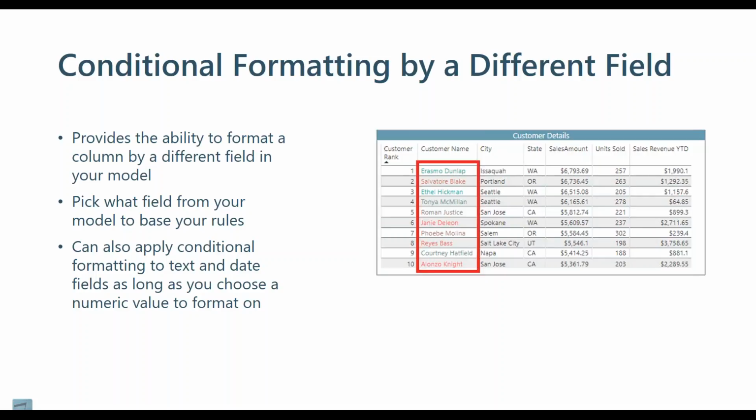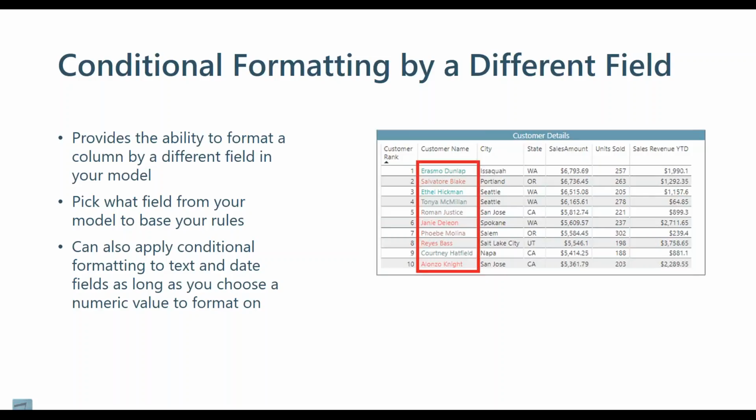visible in this table. The other cool thing here is that you can even do conditional formatting on text. So we're going to do that exactly here. So we'll do a conditional formatting on the customer name that's going to be based off of sales profit.